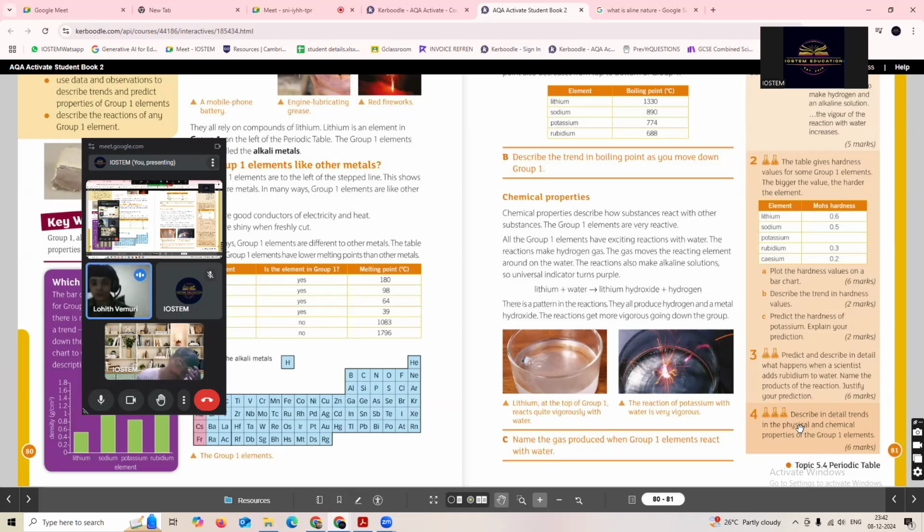Do I do question 4? Yeah, you write question 4 and explain this also. Describe in detail trends in the physical and chemical properties of Group 1 elements. In Group 1 elements, from top to bottom, their melting and boiling points will decrease. Very good.